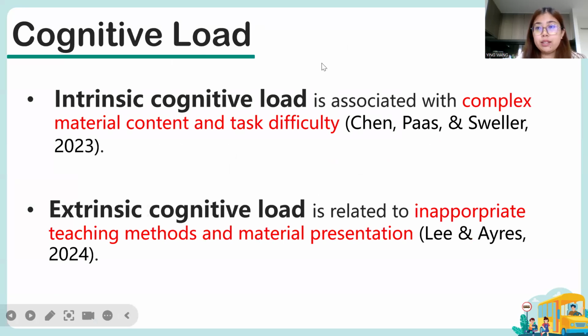Cognitive load is divided into two types. The first one is the intrinsic cognitive load, which is associated with complex teaching material content and difficult tasks. And the second, extrinsic cognitive load. It is related to inappropriate teaching methods in a material presentation.